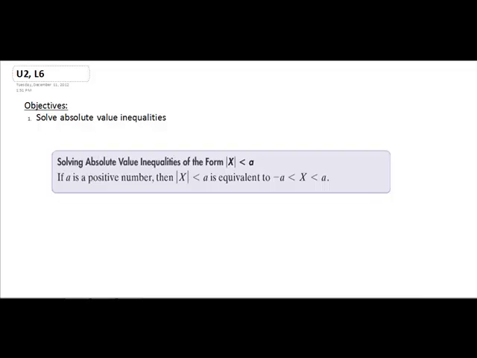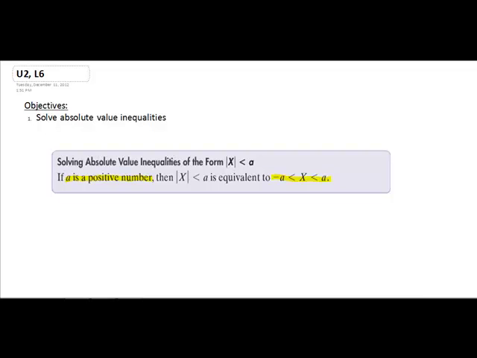So first of all, we've got an absolute value. We know we've got an absolute value. It's less than a. Now this is an important part right here. If a is a positive number, this is all based on the fact that a is a positive number. If that is the case, then we have this inequality that we can write right here. Negative a is less than x, which x in this case represents whatever is inside the absolute value bars, is less than a. So basically we take that absolute value inequality and we turn it into a compound inequality that we can then solve and get our answers from.